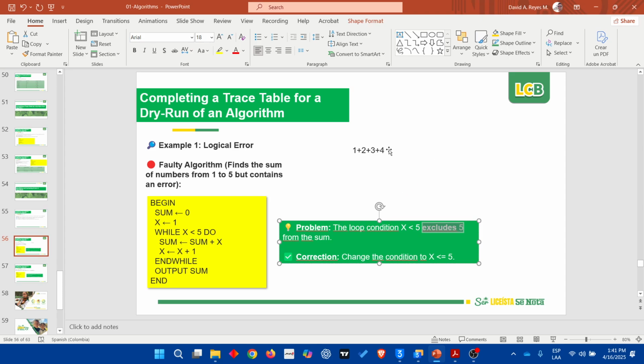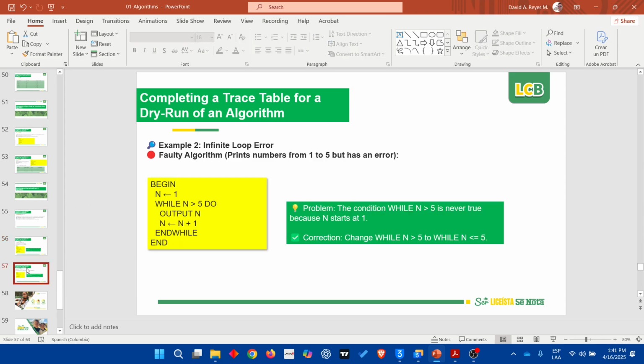So that means the algorithm excludes the number 5 from the sum. So you need to change it to correct it to this one. You are going to put that x is less than or equal to 5. In this way, the problem is solved right now. Okay? This is a logical error.